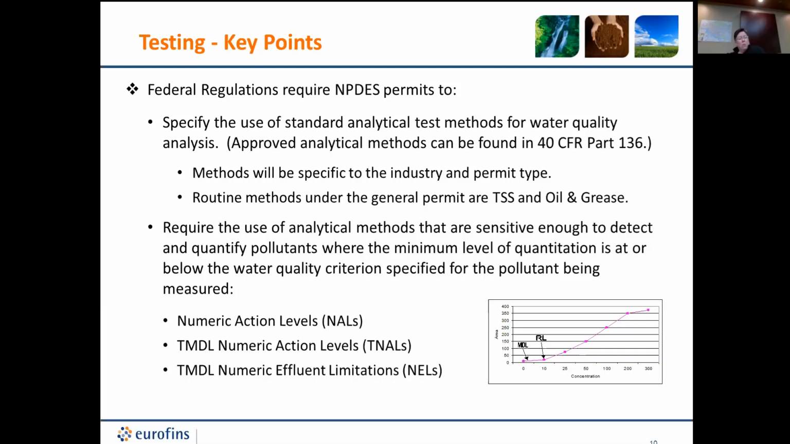Another key point is requiring the use of analytical methods that are, again, sensitive enough to detect and quantify what we're looking for, where that minimum level of quantitation is at or below whatever the water quality criterion is specified for that pollutant being measured. And it'll tell you what that is in your permit. And you're going to have things called numeric action levels. You're going to have TMDL numeric action levels and TMDL numeric effluent limitations. And these are all the things in your permit that you're going to want to compare to the analytical report from the laboratory.